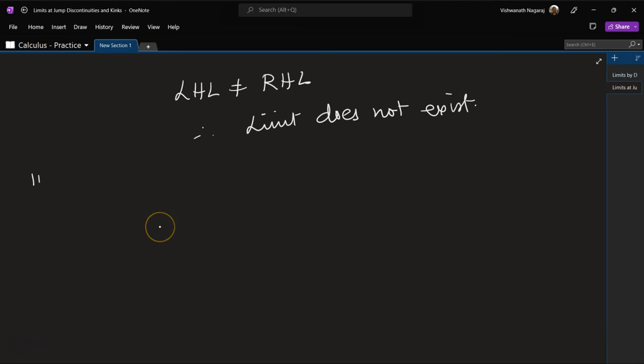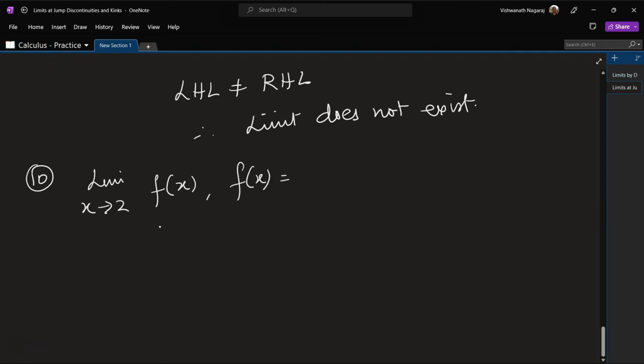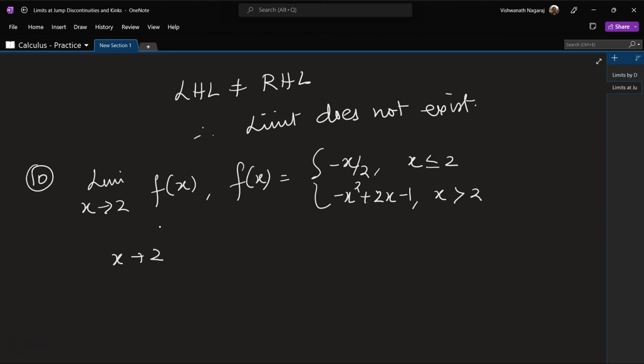Okay. Let's look at the 10th one. Limit as x approaches 2 of f of x, where f of x is equal to minus x by 2 when x is less than or equal to 2, and minus x square plus 2x minus 1 when x is greater than 2. Okay, again, there is no direction specified, so x approaches 2 from the minus side, implies that x is less than 2.